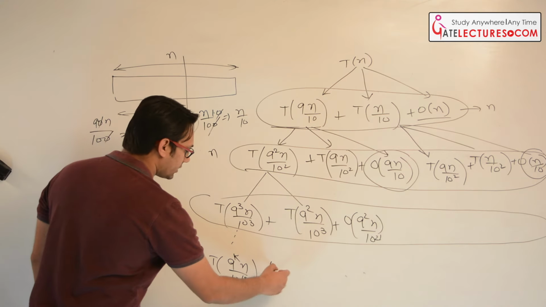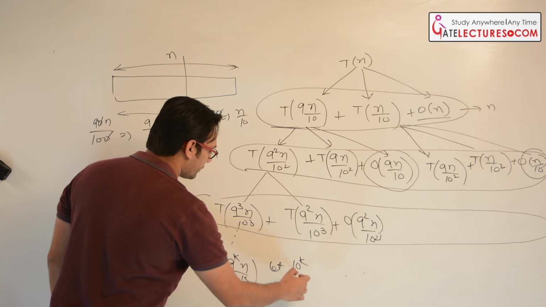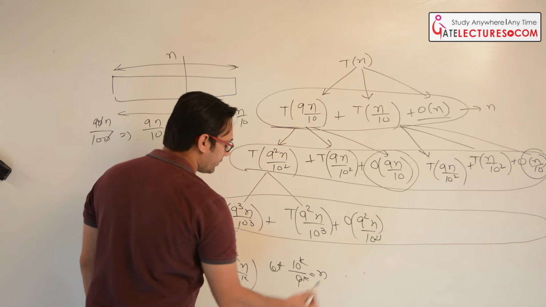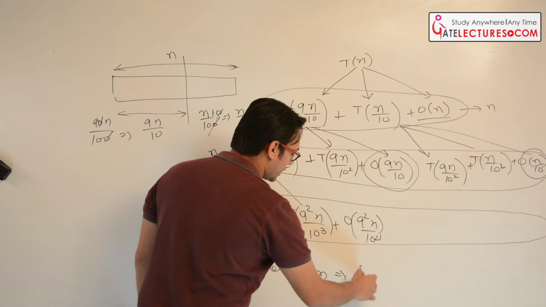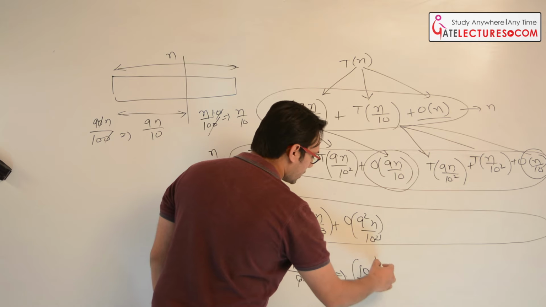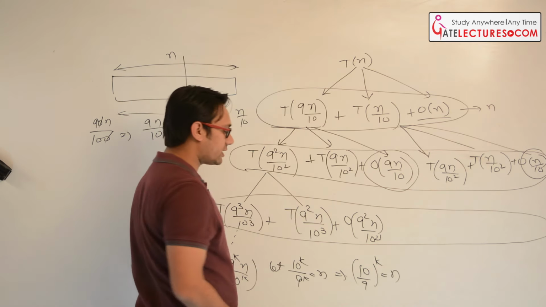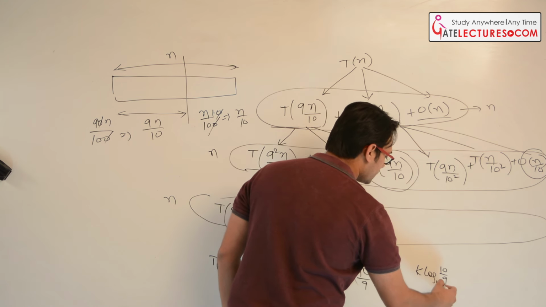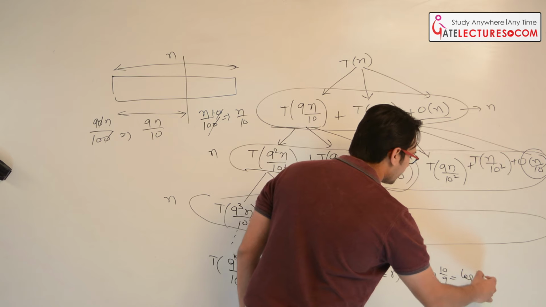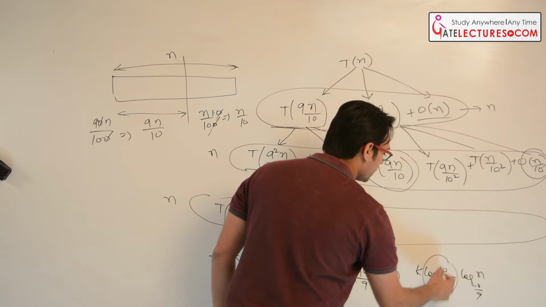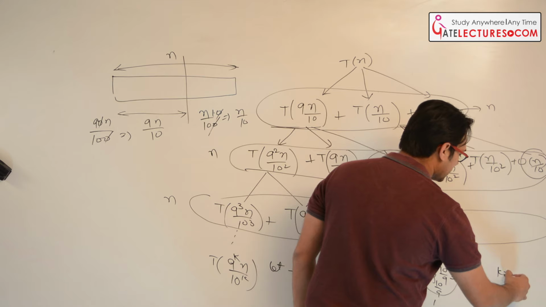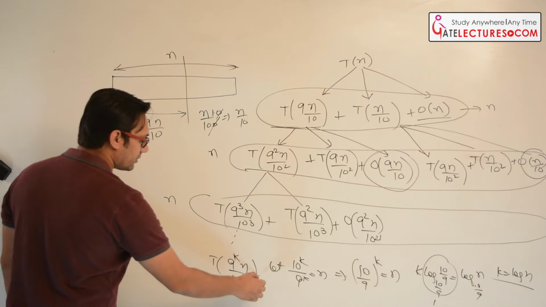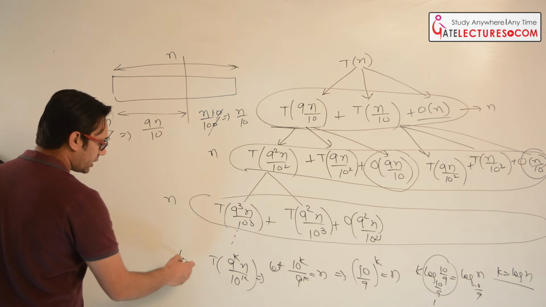So here you can see, let 10 raised to power k upon 9 raised to power k be equal to n, which is 10 upon 9 raised to power k equal to n. Take log on both sides, so you will get k log base 10 by 9 of 10 by 9 equal to log n base 10 by 9. This becomes 1, so k equals log n. Hence to make this term 1 we have to go up to log n height.